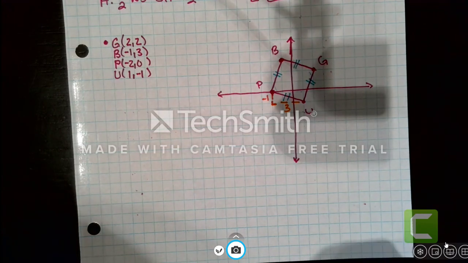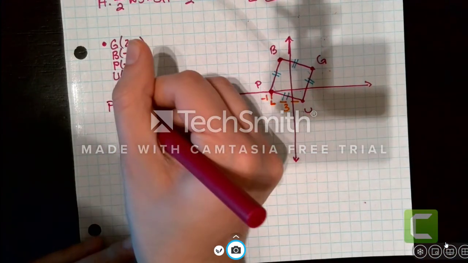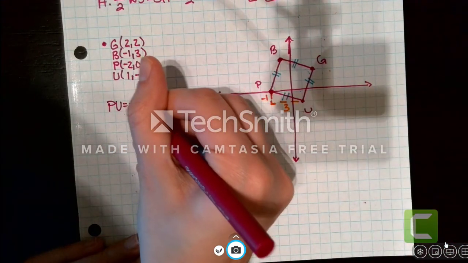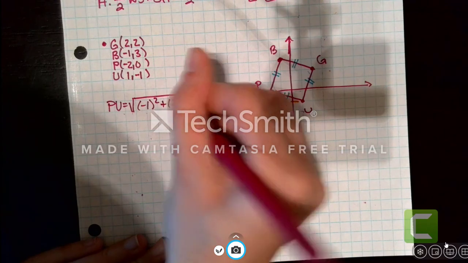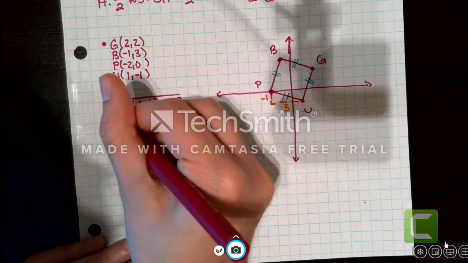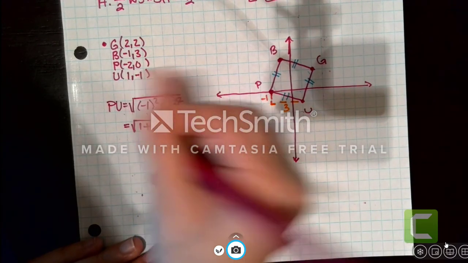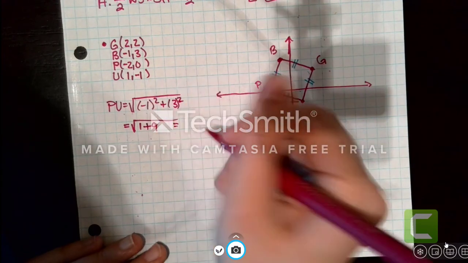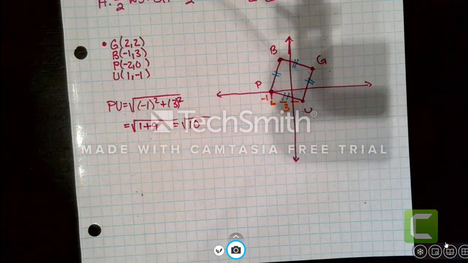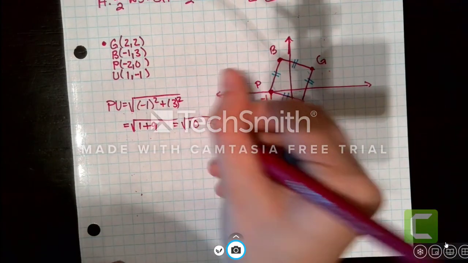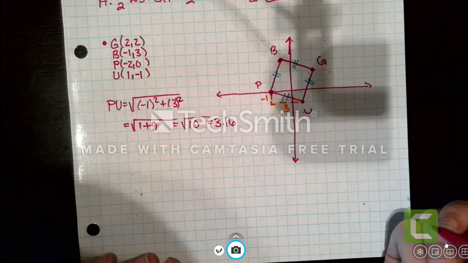Setting that up, I have PU is equal to the square root of -1 squared plus 3 squared. -1 times -1 is equal to +1, and 3 times 3 is equal to 9. So you should have the square root of 10 as your value. Now the square root of 10, as seen in earlier examples, gets us a value of about 3.16 when rounded to the 100th.